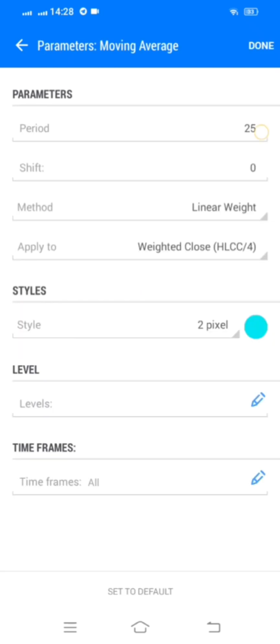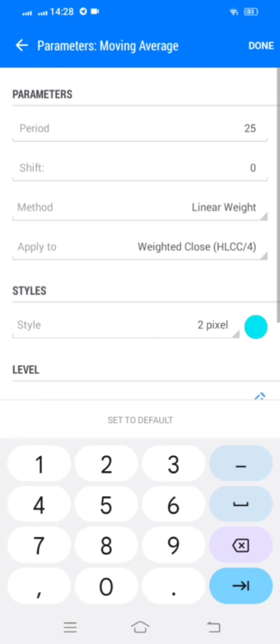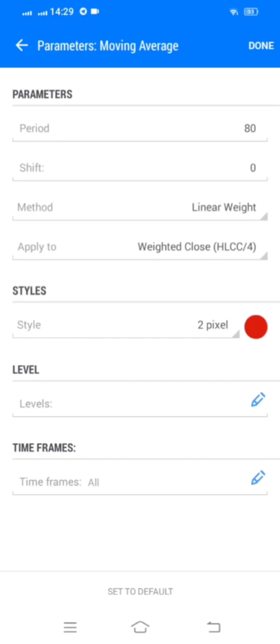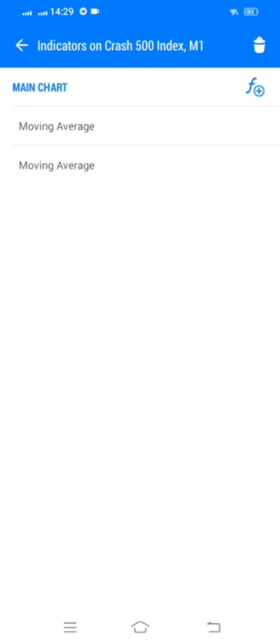So this moving average, our period over here will be 80. We're going to leave the shift 0. We're going to leave the method linear weight and apply to weighted close. We're going to leave all the settings the same. We're just going to change the period to 80. Okay, the style, you can go ahead and change it up a bit. I think I'll make this one a red color. Okay, and then we're going to click on done.